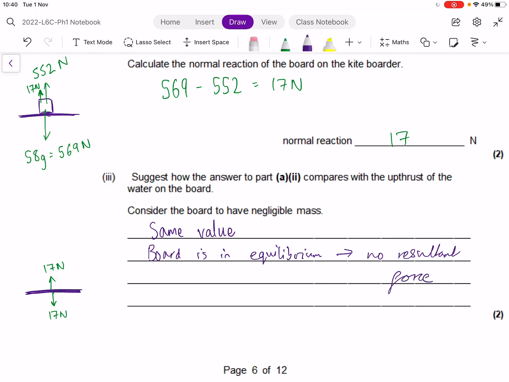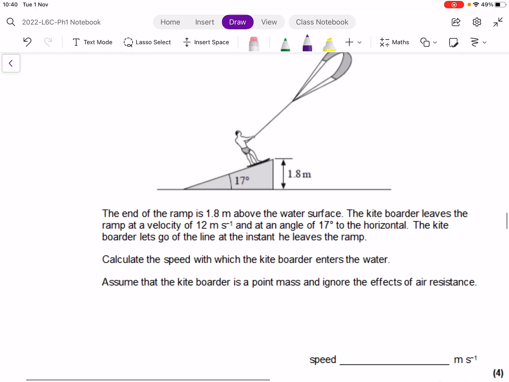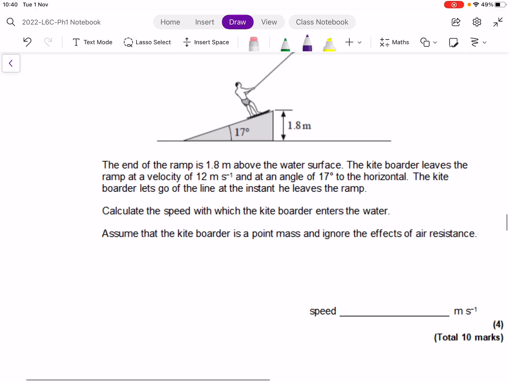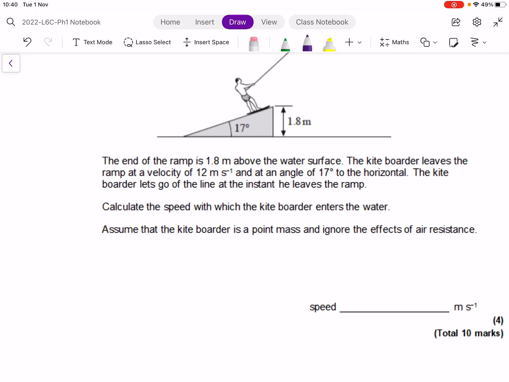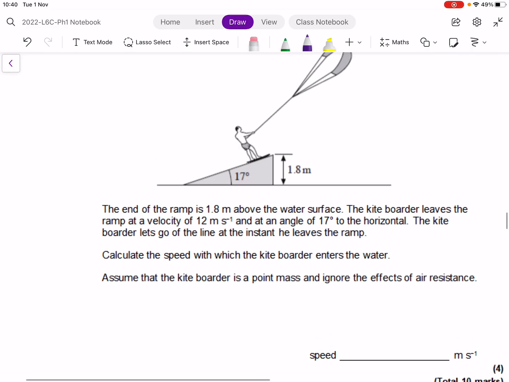Okay, next question then, part B. Okay, we have a few things going on here. So what have we got? 1.8 meters. He's leaving the place. Okay, right, cool. So we know we can draw a vector. See if we can get that vector a little bit straighter. So we've got a vector here of 12 meters per second. And the angle is 17 degrees. I'll just label it on there again. I know it's already there, but I'd like it next to my velocity vector. Find the speed at which he enters the water.